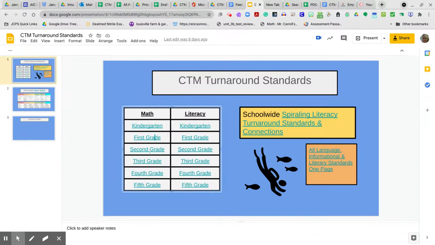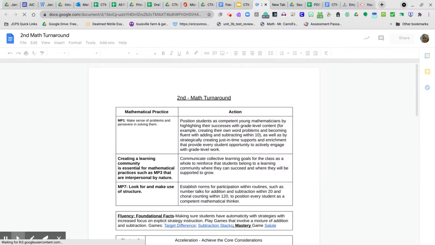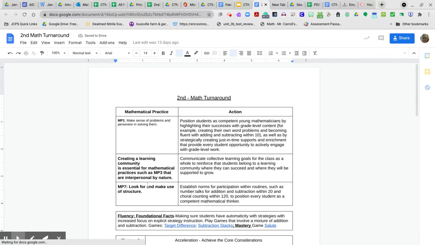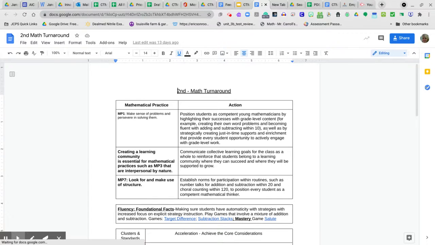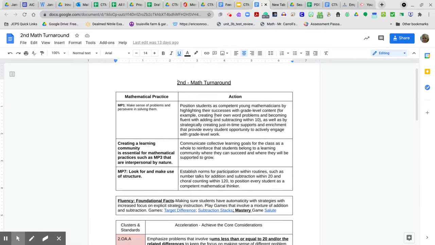Let's go in and look at second grade. Second grade, again, you have your mathematical practices. They look very similar to first grade, building on. Okay. Again, you want to really read over those actions so that you know what they are.